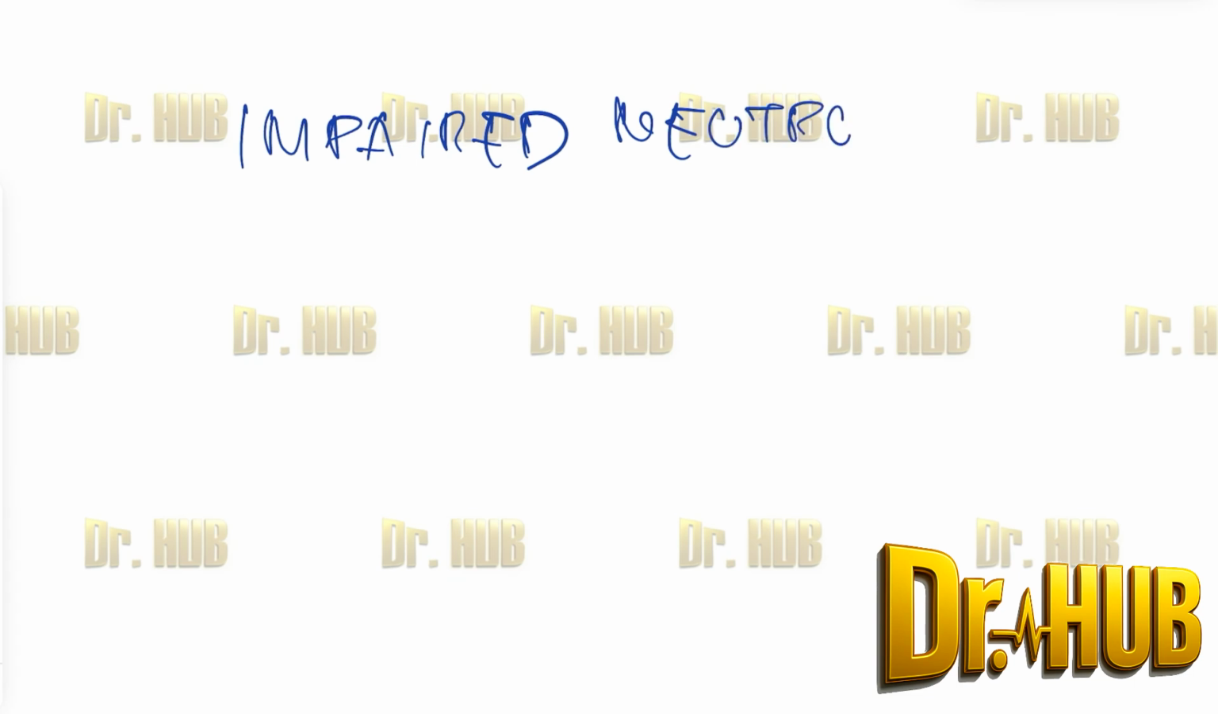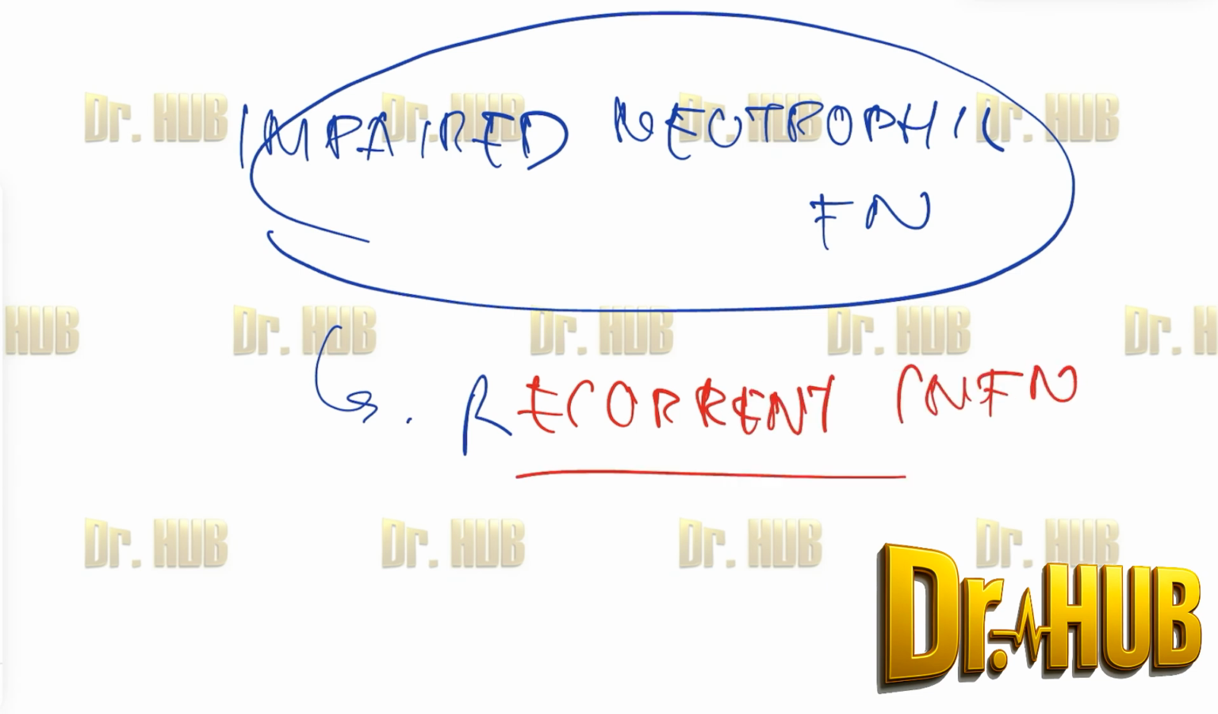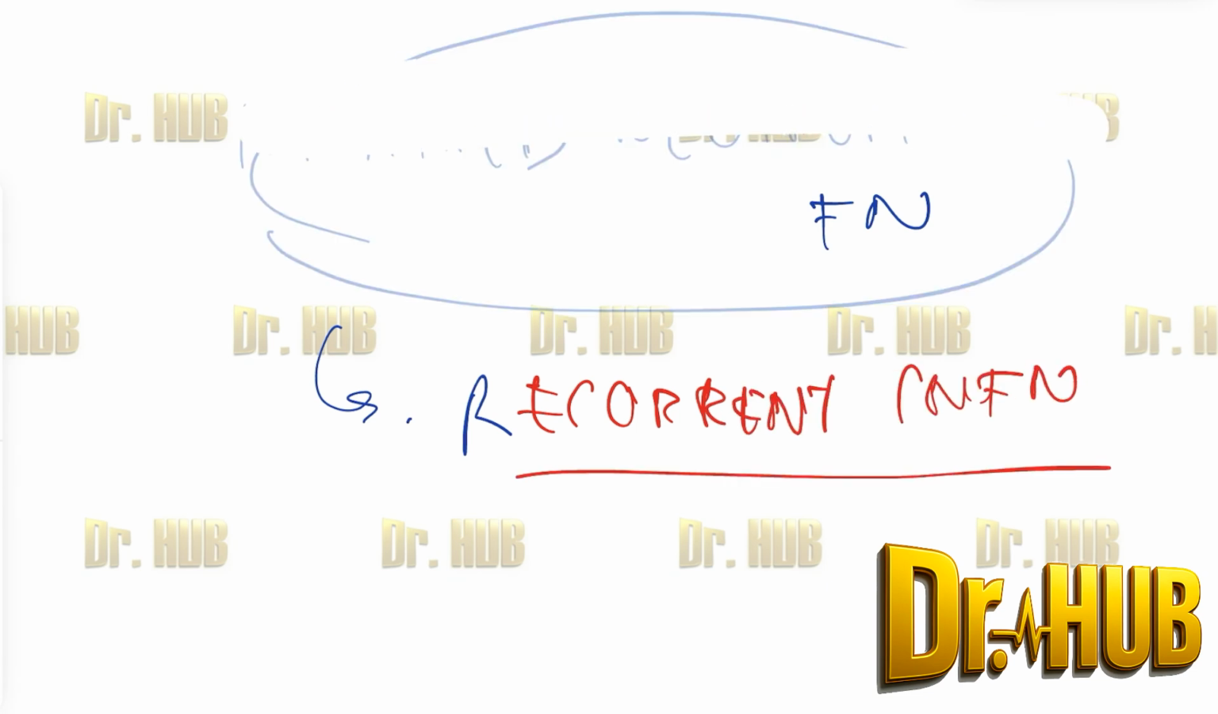Then there can also be recurrent infections due to the impaired neutrophil function. So it also has an impaired neutrophil function. So due to the impaired neutrophil function, you have the recurrent infections which are taking place.